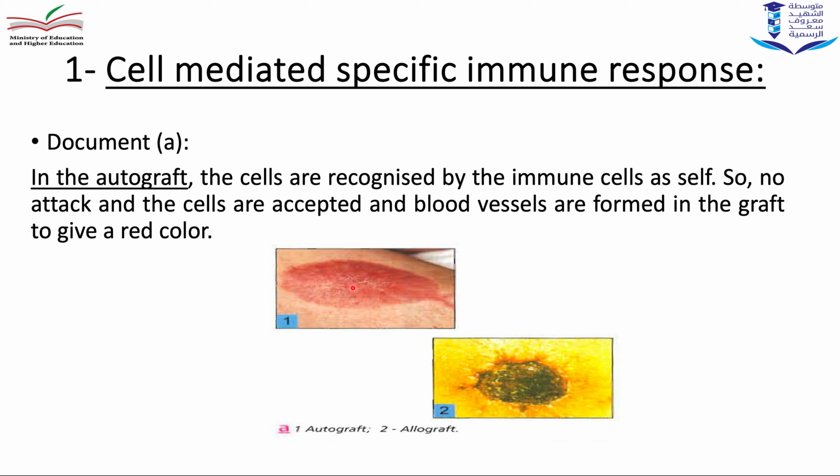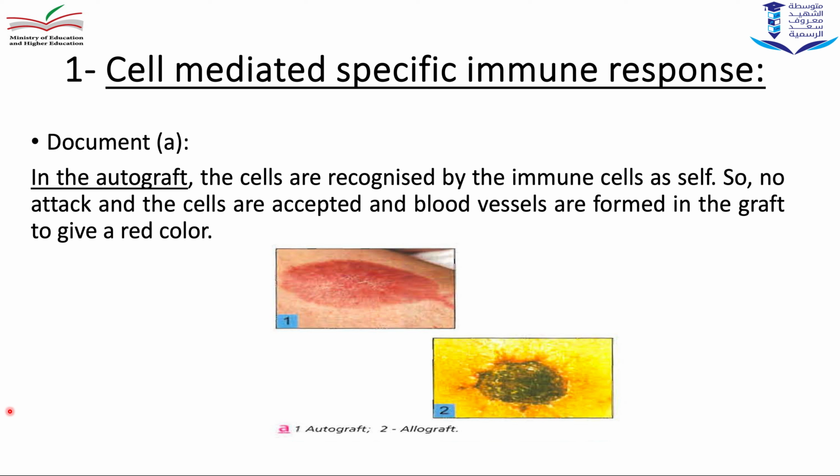Document A. Here in document A, I have an autograft and here I have an allograft. Look at this autograft, which is the skin graft in the same person. The cells are recognized. These cells are the grafted cells, taken maybe from the thigh, I don't know from which area. The cells are recognized by the immune system as self. So because they are taken from the same individual, they will be recognized as self. So no attack and the cells are accepted and the blood vessels are formed in the graft, leading to a red color.